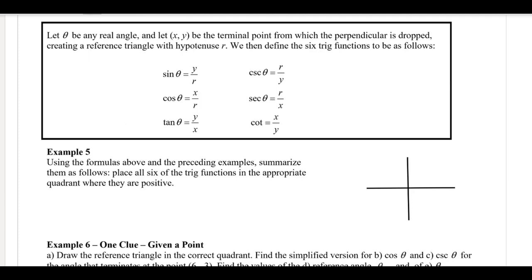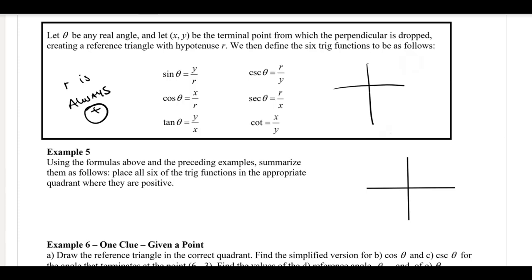So x's and y's, the signs can change. However, the r value, and I want to make sure you write this down, the r is always positive. All right, so the r value is always going to be positive. So with that said, let's take a look generically at where our x's and y's are positive and negative, depending on which quadrant we're in.